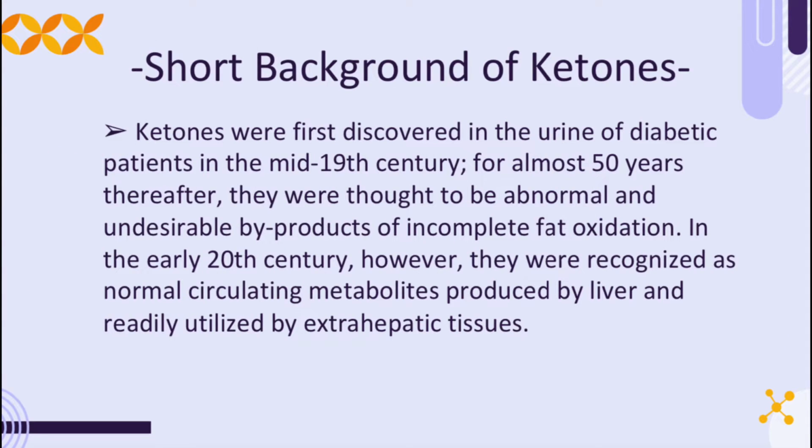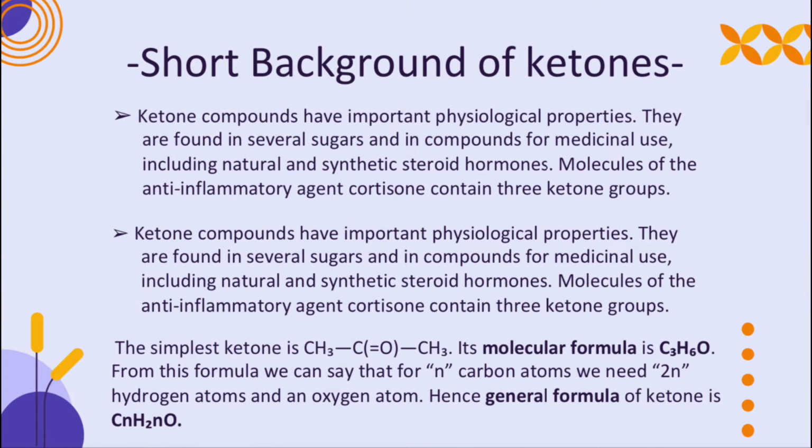Ketones were first discovered in the urine of diabetic patients in the mid-19th century. For almost 50 years thereafter, they were thought to be abnormal and undesirable byproducts of incomplete fat oxidation. In the early 20th century, however, they were recognized as normal circulating metabolites produced by the liver and readily utilized by extrahepatic tissues.